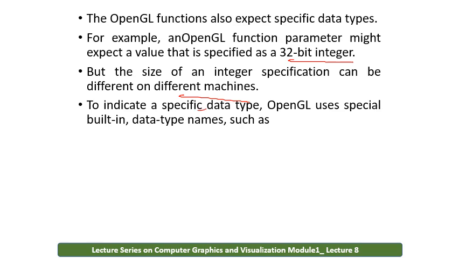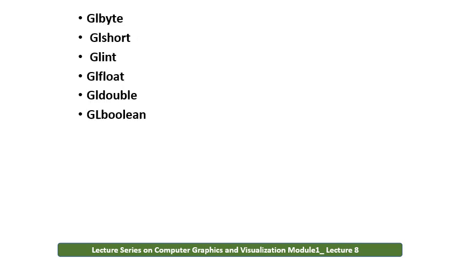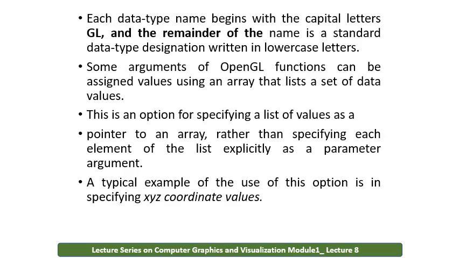So to indicate a specific data type, OpenGL has special built-in data type names. Those data types are the same as those in our normal programming, but each data type starts with GL, capital G and capital L. So GLbyte, GLshort, GLint, GLfloat, GLdouble, GLboolean. These are the different data types used in the OpenGL library.